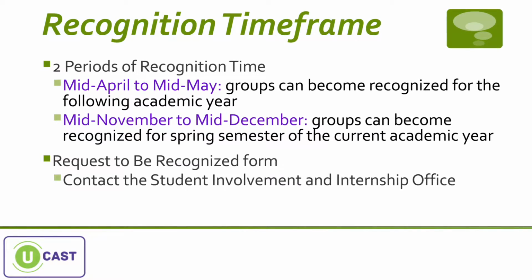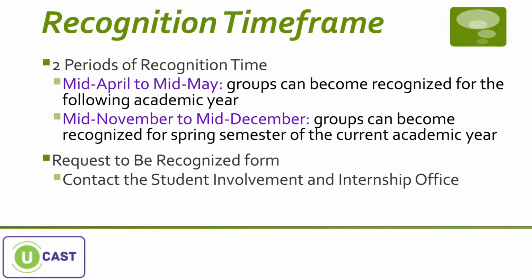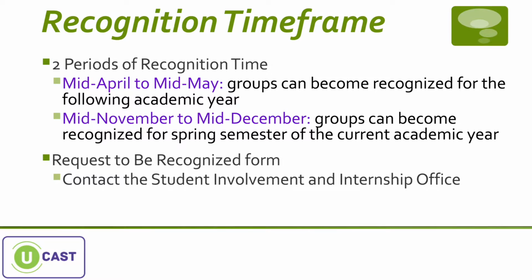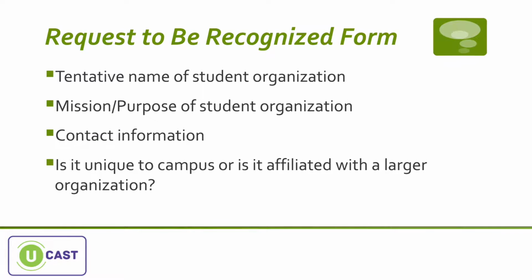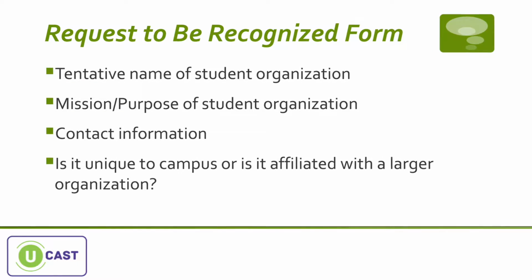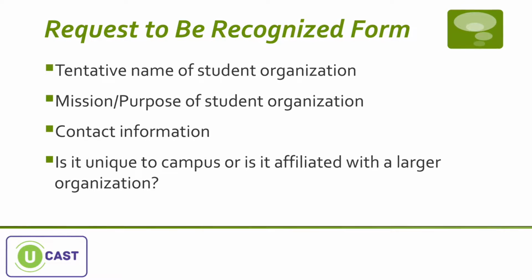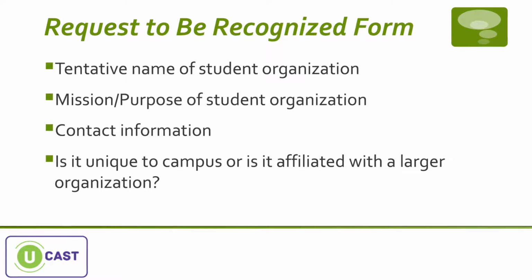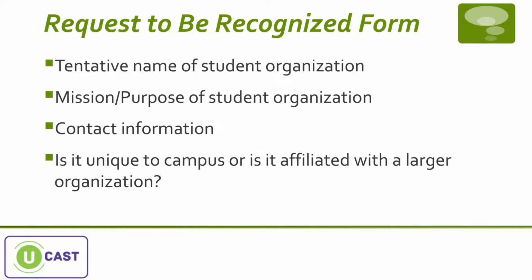additional steps. If you are looking to start an organization outside of this time frame, the Request to be Recognized form allows the Student Involvement and Internship Office to become aware of such and remind you of the timeline and process. In the Request to be Recognized form, you will fill out the tentative name of your organization, the mission and purpose of the organization, and your contact information. You will also indicate whether your organization is affiliated with a larger regional, national, or international organization, or if it is unique to this campus.